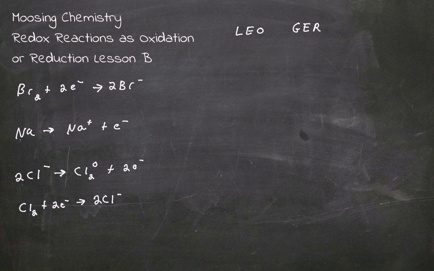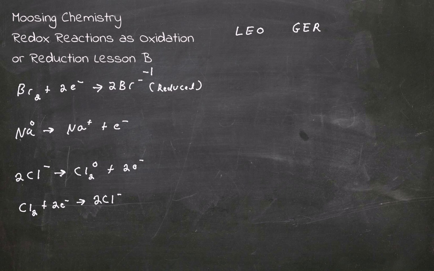Alright, so Br2, this first one here, plus 2 electrons yields 2 Br negative. So in this case, it's gaining the electron. Each Br is gaining an electron, so therefore this is reduction. It's being reduced.